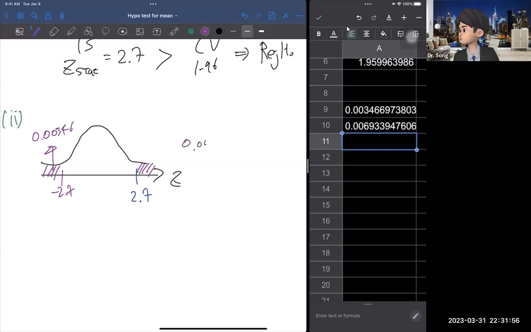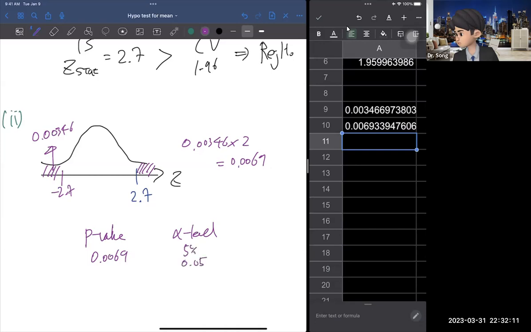But 0.00346 times 2, we get around 0.0069. So that means our p-value is 0.0069, but the alpha level given in the question is 5%, that is 0.05. Which one is smaller? The p-value is smaller. That means we do have strong evidence to reject the null hypothesis.